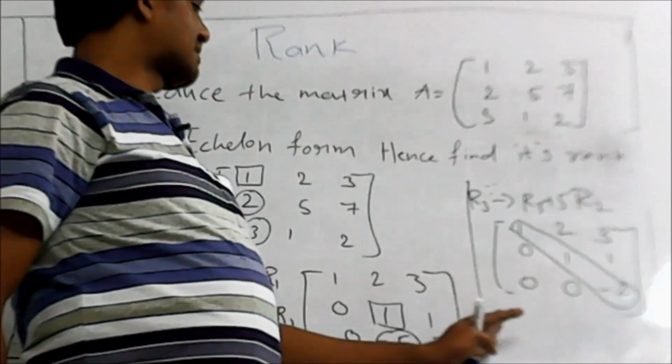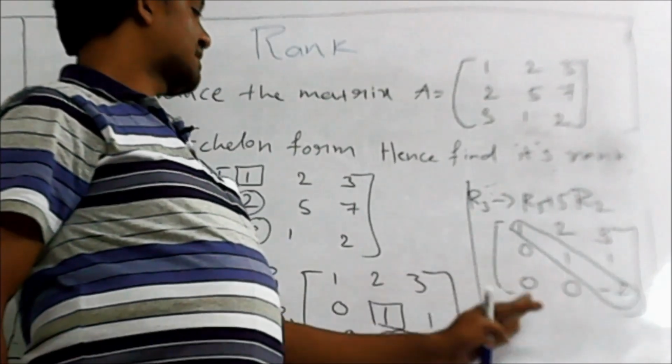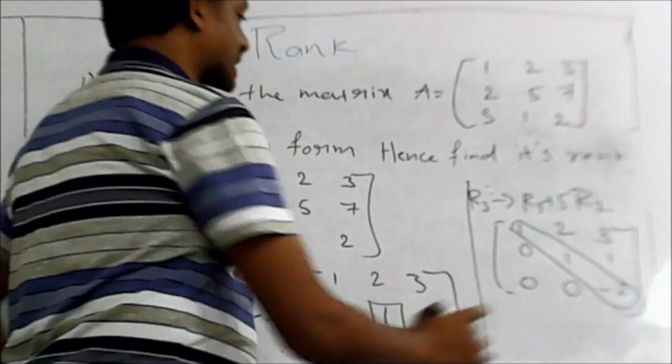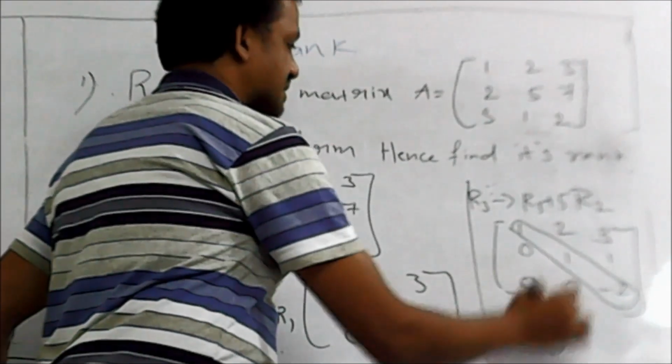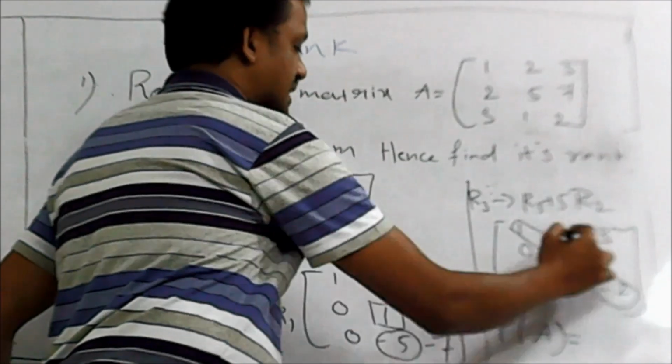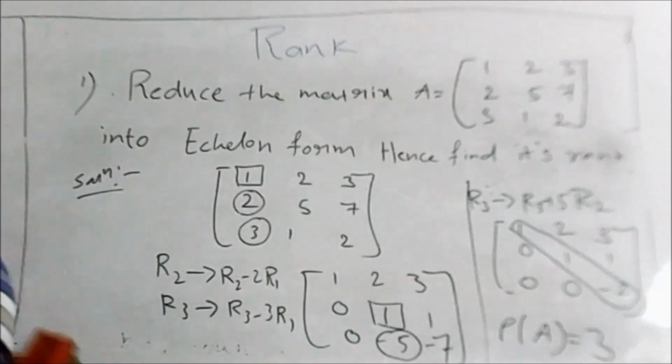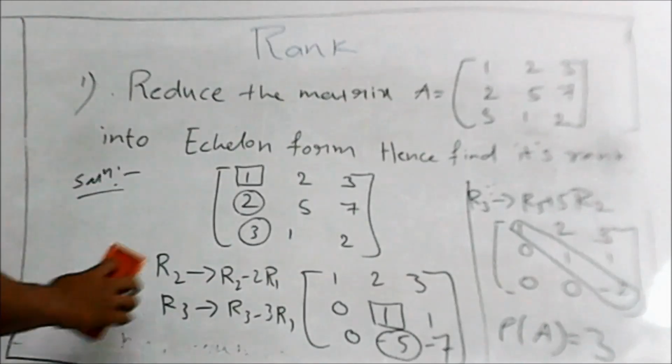So you need to write the sentence: therefore, the above matrix satisfies the properties of row echelon form. The rank of A is the number of non-zero rows. Here there are 3 non-zero rows, so rank of A is 3. Is it clear? So we go for the second problem.